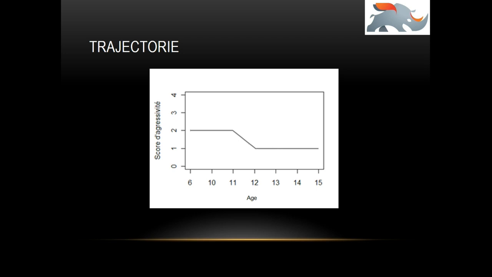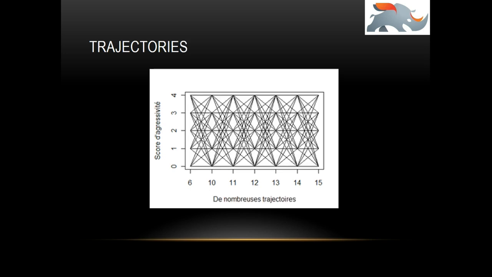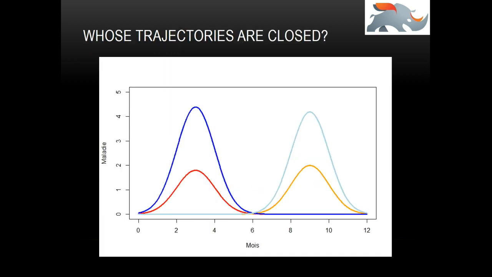Trajectory is repeated measurement. So, for example, in this case, we measure the aggressivity score every year between the age of 6 and 15. So it gives us a trajectory. And when we have many trajectories, we can't say anything about the evolution of aggressivity. So we need to cluster the trajectories to find some pattern and to put people who have similar trajectories in the same cluster. This is something very classical.